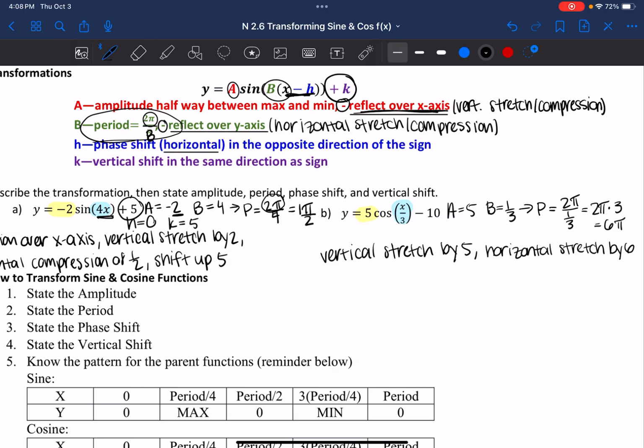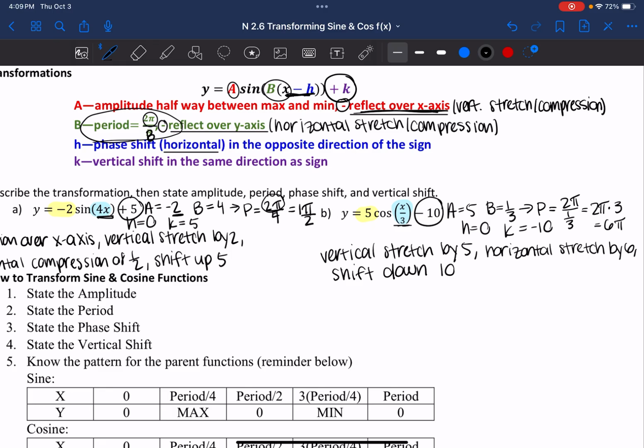I then would identify h and k. Again, there is no h value in this parenthesis, so h is 0, which means we didn't shift left or right any. My k value is out here on the end, and it's -10. So this means we shift down 10 units.